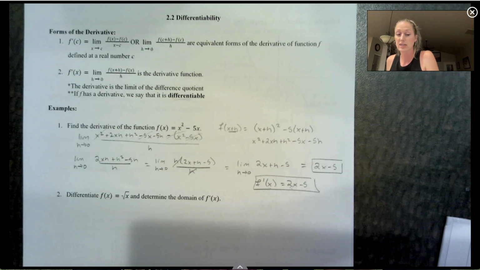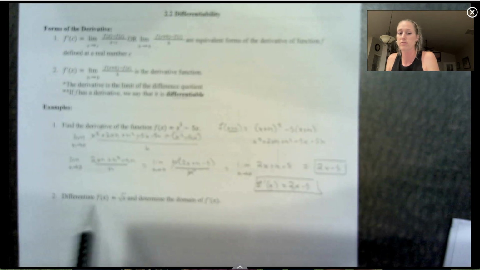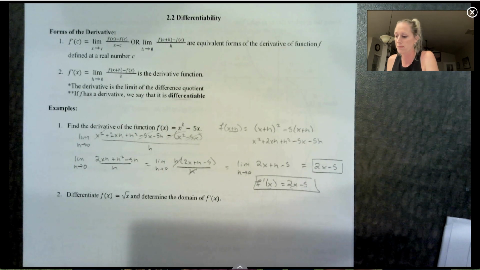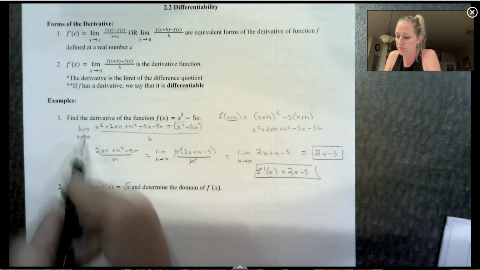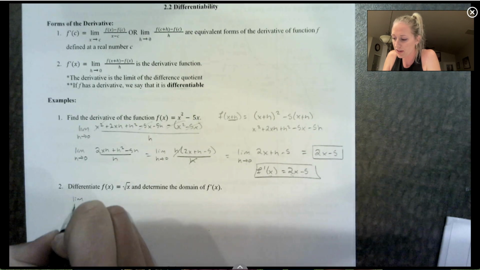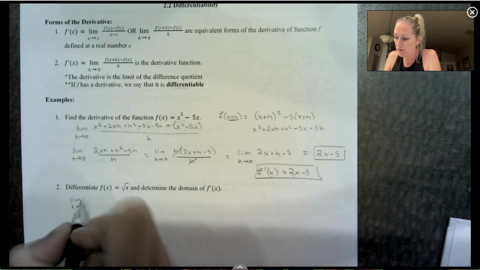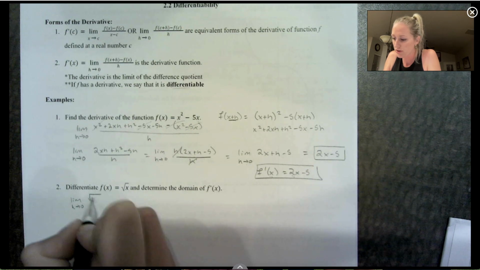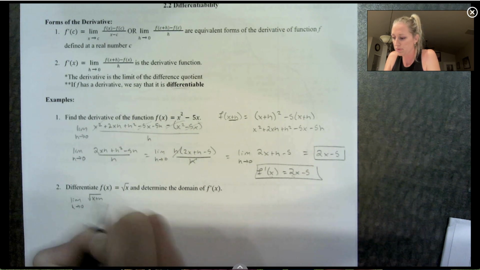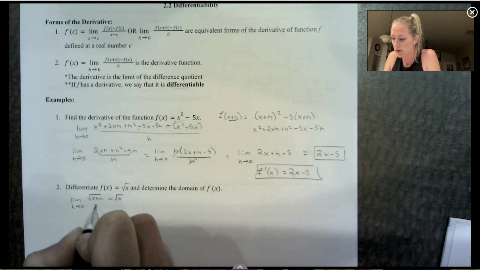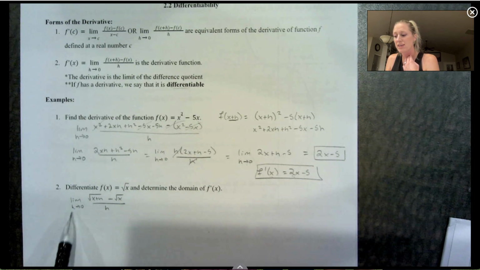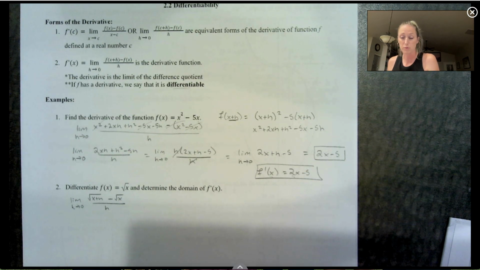This next one says differentiate. That's another term for find the derivative function. So we're going to use the same exact thing. We're going to find the limit as h approaches 0 of, x plus h in for x, f of x plus h minus f of x over h. Again, if I were to substitute in 0, I have a problem.